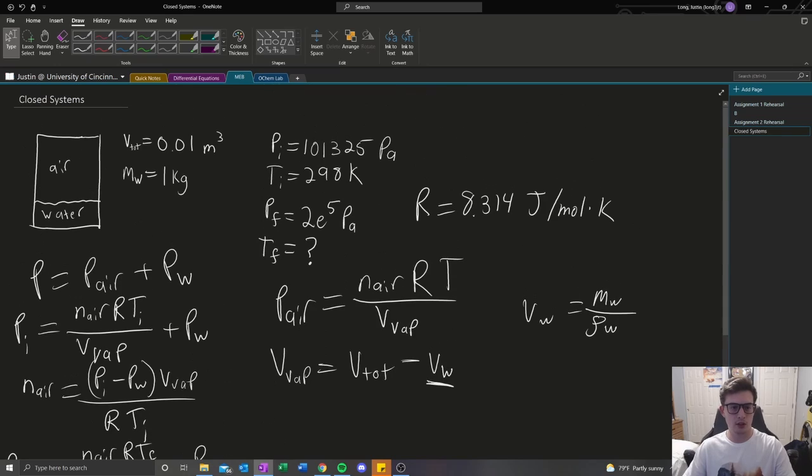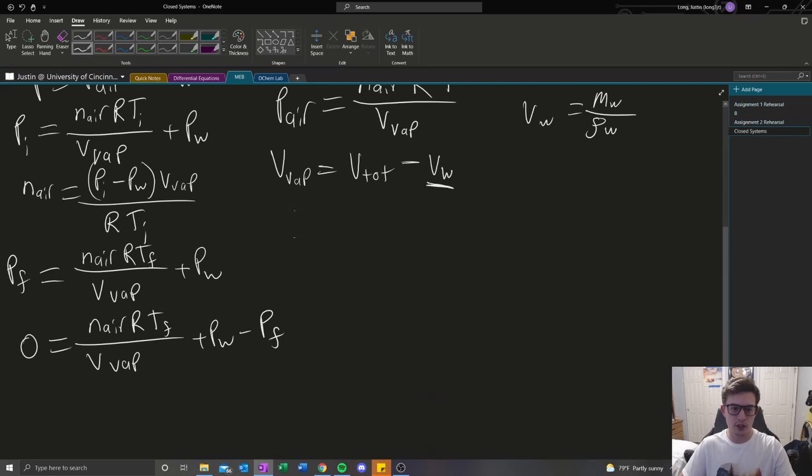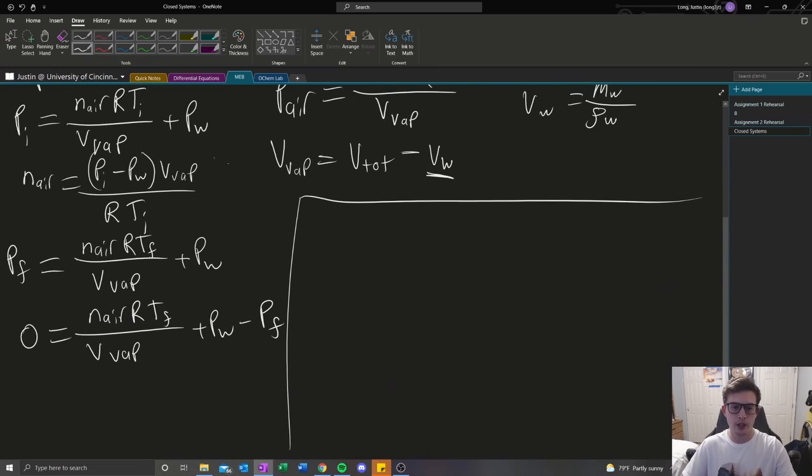Alright, so that gets us these conditions here. But I want to discuss some further conditions. So I want to discuss what we would have to do if we no longer knew our total volume. Instead, what would happen if we knew a number of moles for water vapor? Say we had 0.3 moles of water vapor. And so that kind of throws a wrench in our expression here.